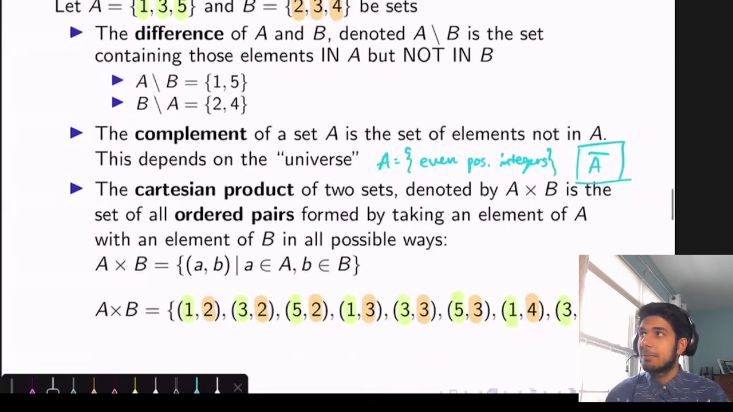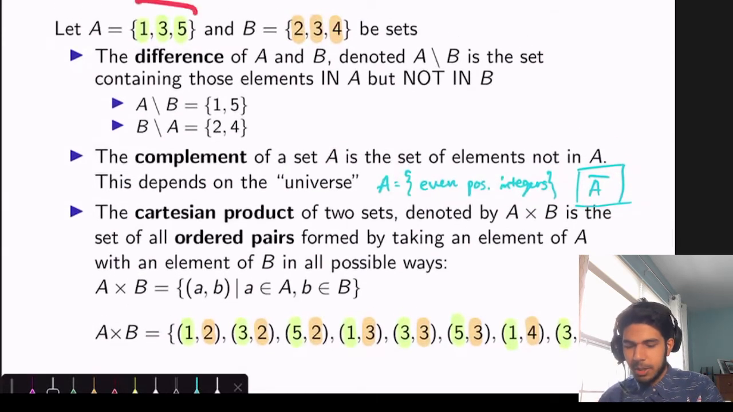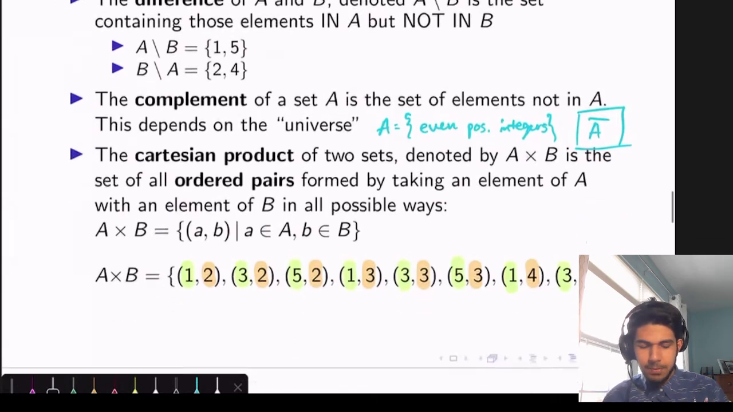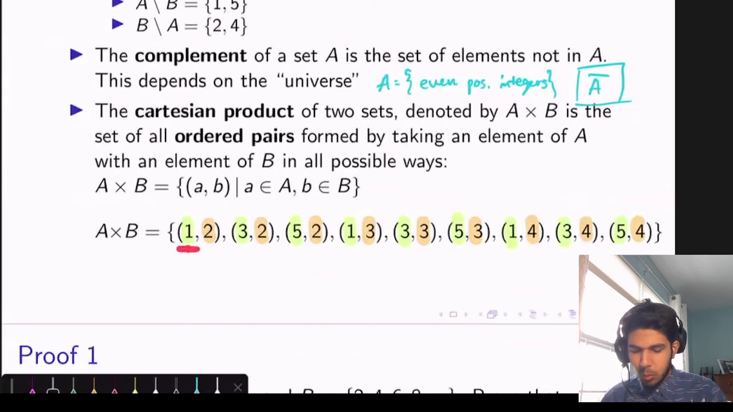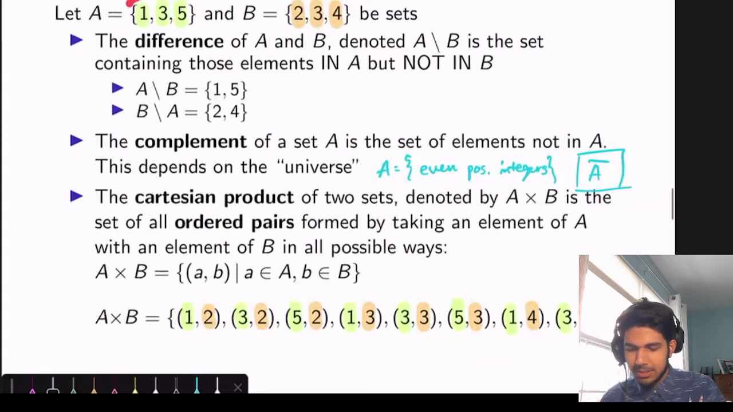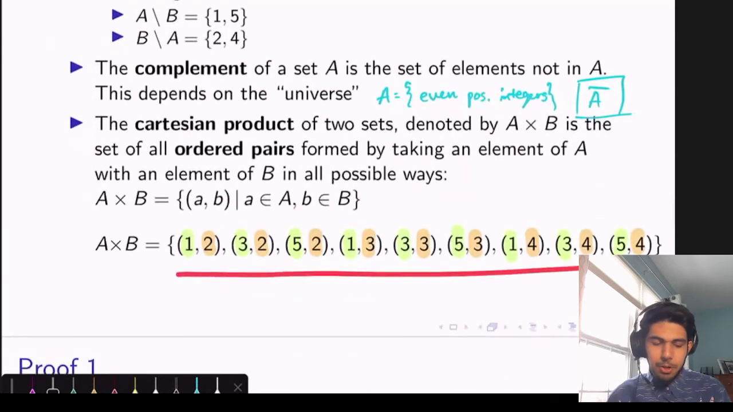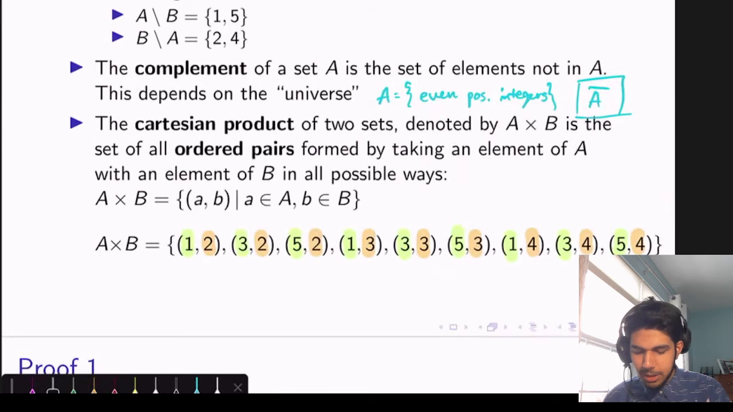If we look at our example here, remember A is {1, 3, 5} and B is {2, 3, 4}. This is what A cross B is equal to. See, we have (1, 2). So 1 comes from A, that's right up here, and this 2 comes from here. (3, 2), same thing. We take an element of A and match it with an element of B, and we do that in all possible ways. And notice how A cross B is itself a set, so we don't have duplicate items.